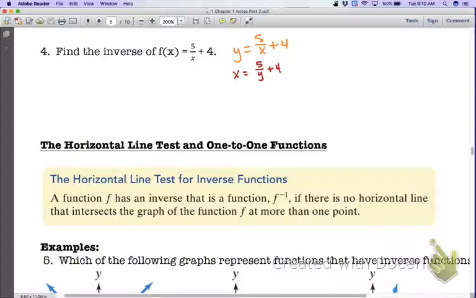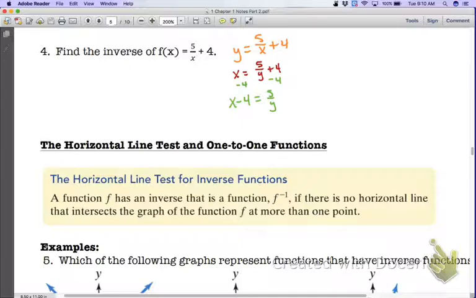So now I need to get this fraction, the 5 over y, by itself. So how am I going to get rid of the 4? Just subtract it, right? So I'm going to subtract 4 from both sides and have x minus 4 equal to 5 over y. Here's where you can kind of shortcut this.